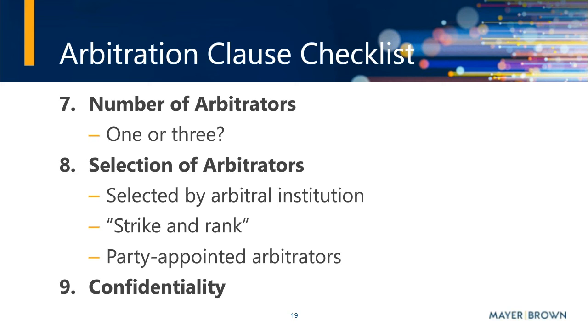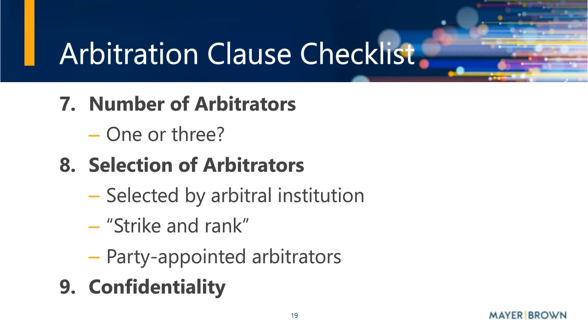The next item on our arbitration clause checklist is confidentiality. As Sarah noted, confidentiality is an important consideration in many disputes arising from technology transactions, and all the more so if the disputes involve intellectual property, especially trade secrets. And so the confidentiality option is an important consideration.